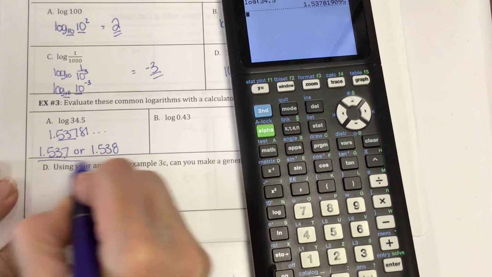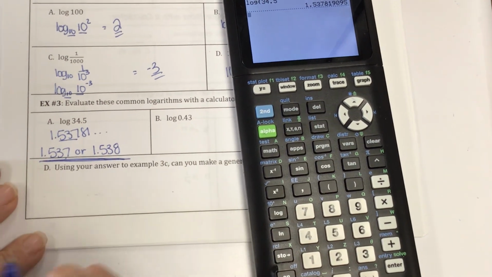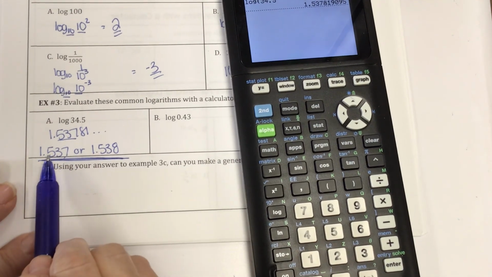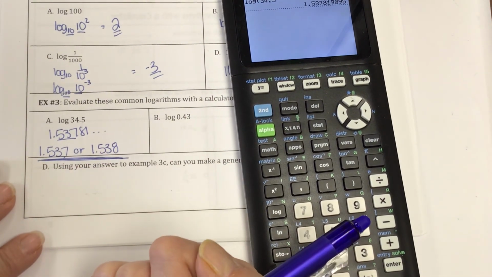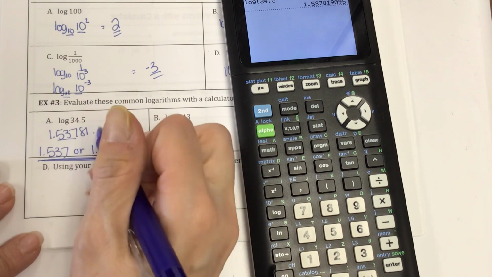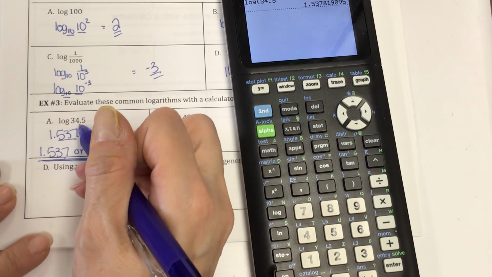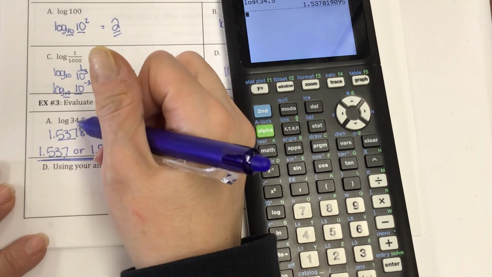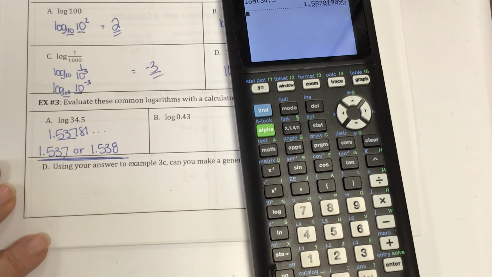So the reason we do this is because in AP Calc, it has to be accurate to 3 decimal places. That means that you could leave this whole thing because that's accurate to 3 decimal places, but they only read to 3 decimal places. So that's what we're going to practice.